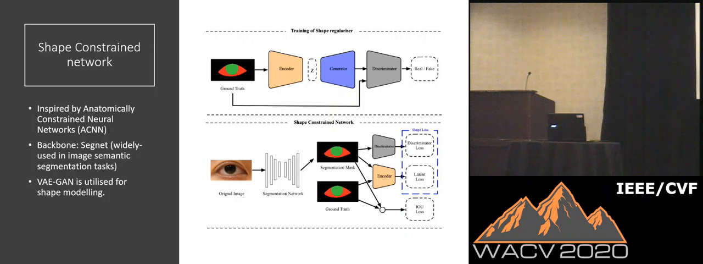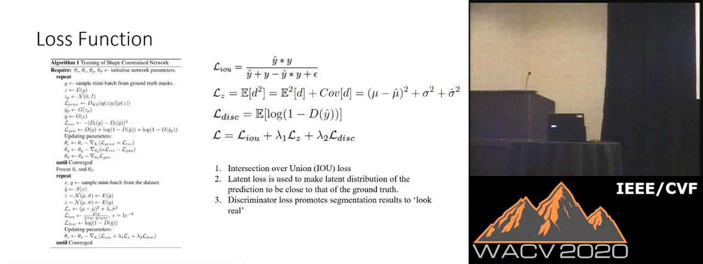In our work, the shape model takes the form of a VAE-GAN, which is trained on the ground truth segmentation masks separately. Once the shape model is trained, we use it to provide additional losses during the training of the base segmentation network. Specifically, in addition to the traditional IOU loss, the shape regularizer further gives a latent loss and a discriminator loss. The latent loss encourages the base segmentation model to produce results that have a similar shape code as that of the ground truth, and the discriminator loss promotes the model to give output that looks realistic in general.